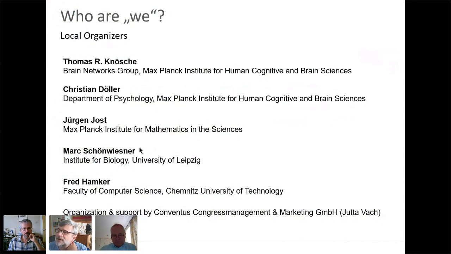The University of Leipzig with Mark Schönwiesner from the Institute of Biology, and Fred Hamka from the Technical University in Chemnitz. And we are supported in technical and organizational issues by Conventus, which is a very experienced and established company in Congress and conference management in this part of Germany. And the person is Jutta Fach.